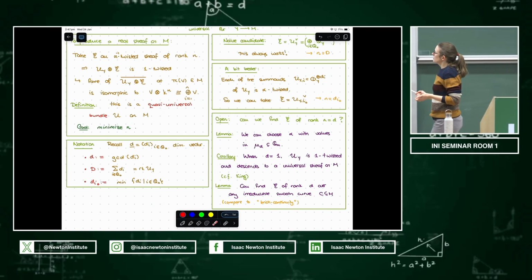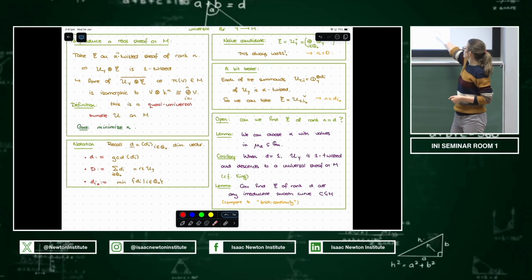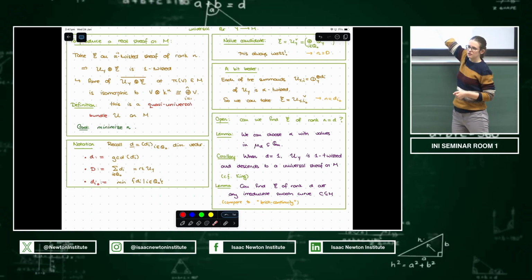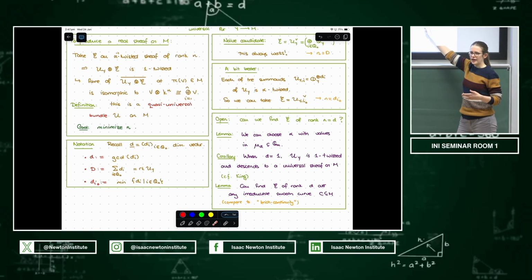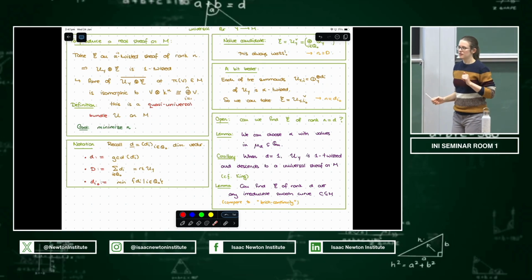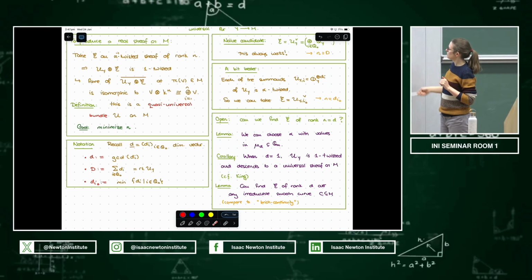Another fact is that if we were working over a curve, so if I restrict to a smooth curve in M, and I have alpha, which is mu d twisted, I can always find a rank d vector bundle. So over any irreducible smooth curve, this works.